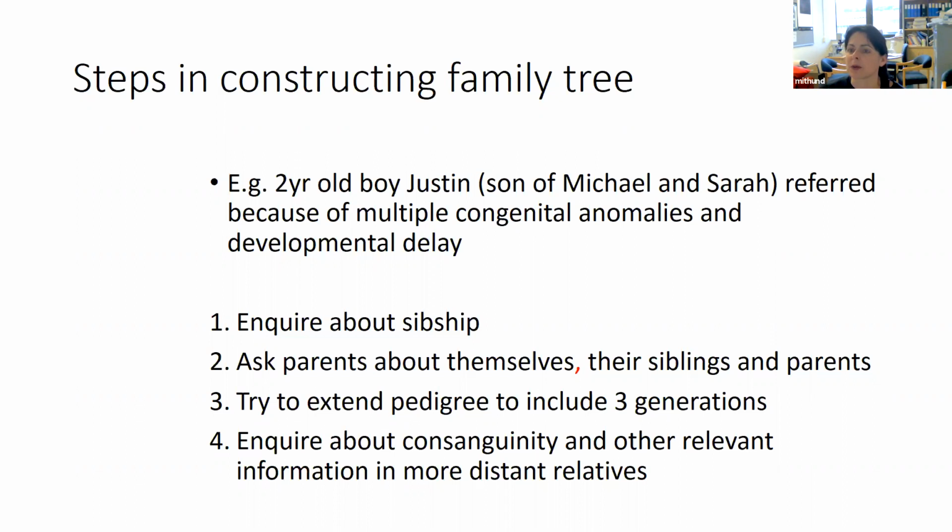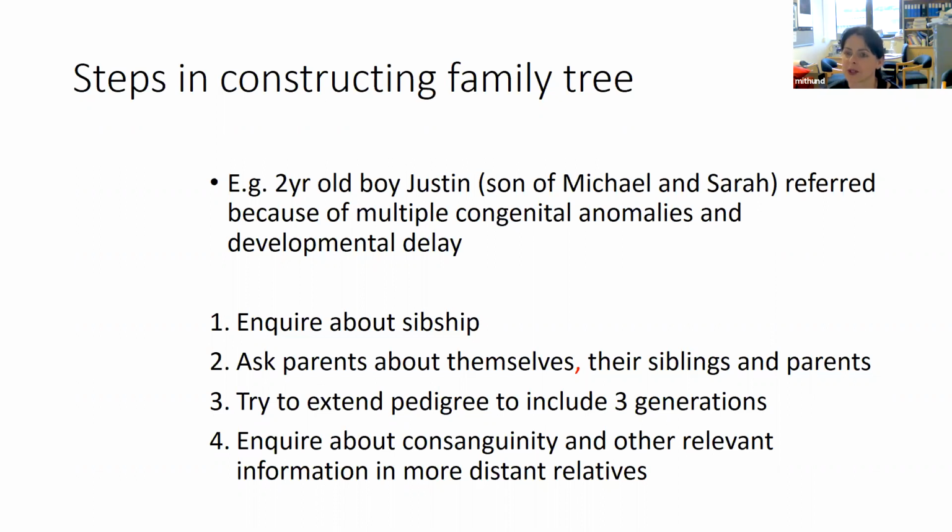The first step if we're going to ask somebody about a family history is to ask about sibship. We want to find out whether or not Justin has any other brothers or sisters. We then need to find out about his parents, Michael and Sarah, whether or not they have siblings, and something about their parents. All of the time we want to know whether they're alive, whether they're deceased, and whether they have any known medical conditions. The aim is then to extend the pedigree to include 3 generations, so at least up to grandparents.